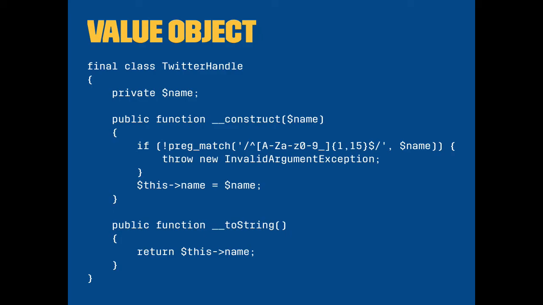So here, this Twitter handle object is guaranteeing, well, first of all, that it always has a name. You cannot have an empty Twitter handle object here.